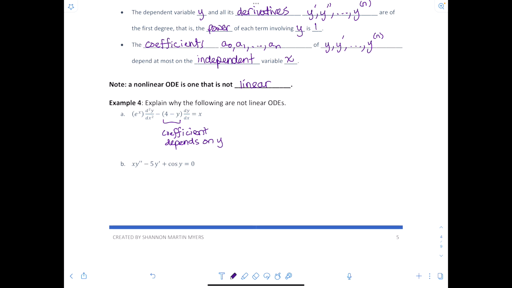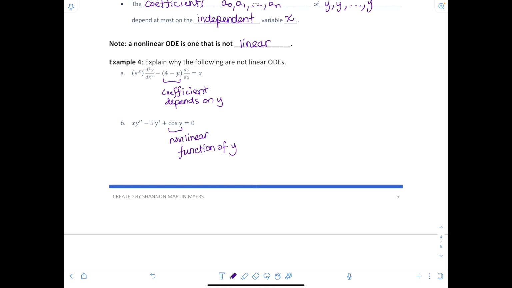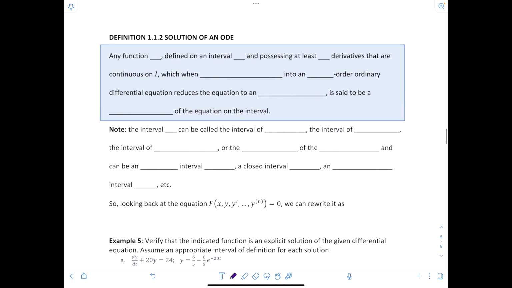All right, what about the second one? What do you think? Beautiful. Right here, we've got a nonlinear function of y. And so that's why it's not linear.